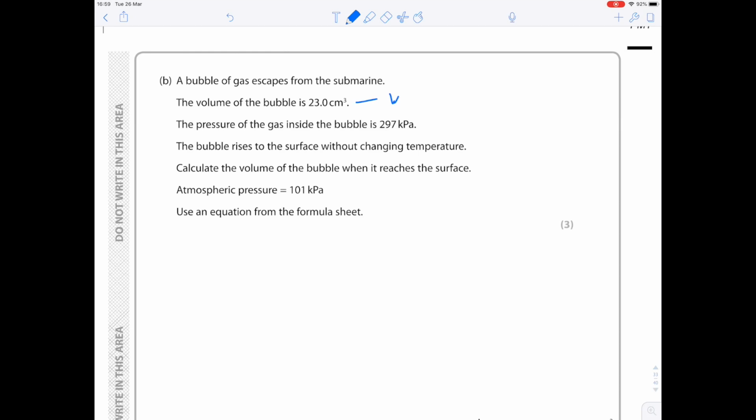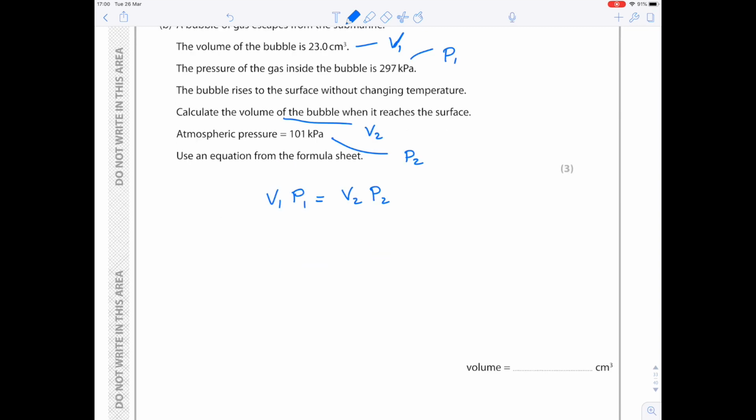So here's our first volume, so I'm going to label that V1. Here's our first pressure, so that's going to be pressure 1. We're being asked to calculate the volume of the bubble when it reaches the surface, which is why that's volume 2. And we've got the pressure at the surface of the water, which is why that's P2. Looking at your equation sheet, which states that V1P1 equals V2P2, you'll see this is the equation you need.